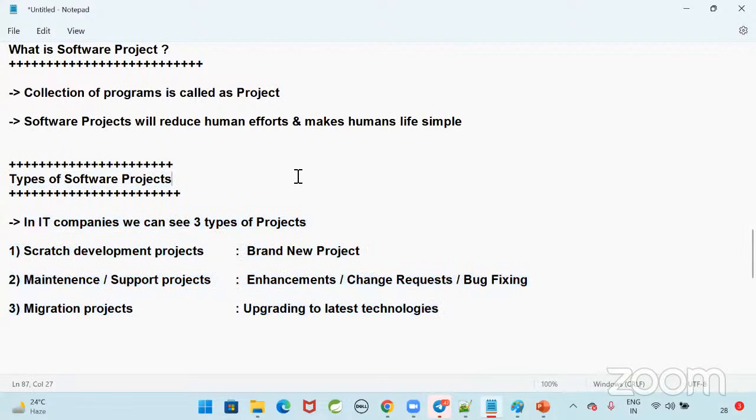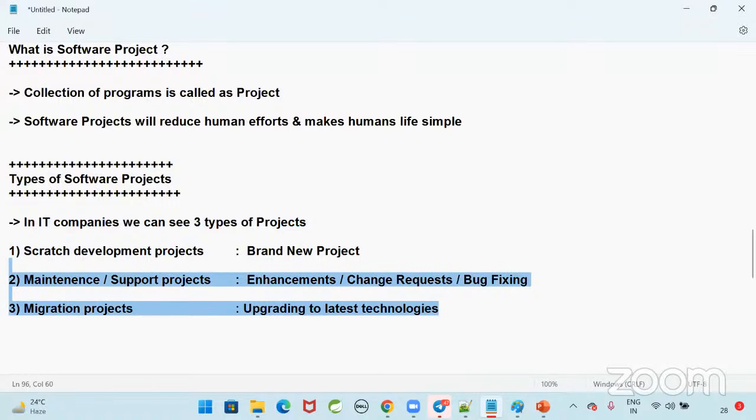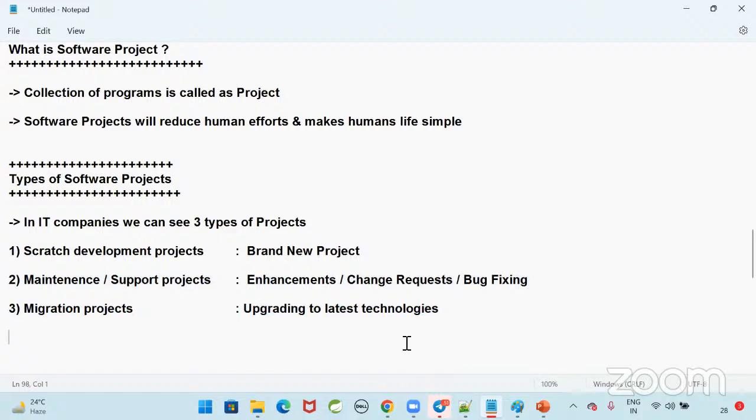I think in this batch, 100+ people are already working on these projects. I'm sure many people will ask, sir, I am working on a maintenance project. I'm not getting the chance to do the coding. I'm not confident in writing the code. How can I upgrade my coding skills? That is the problem. 80 to 90% of the people are losing confidence because they are not getting the chance to write code.